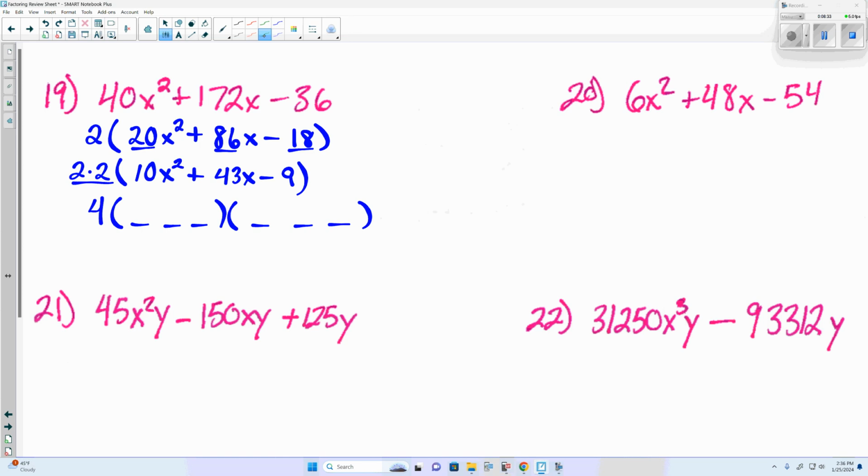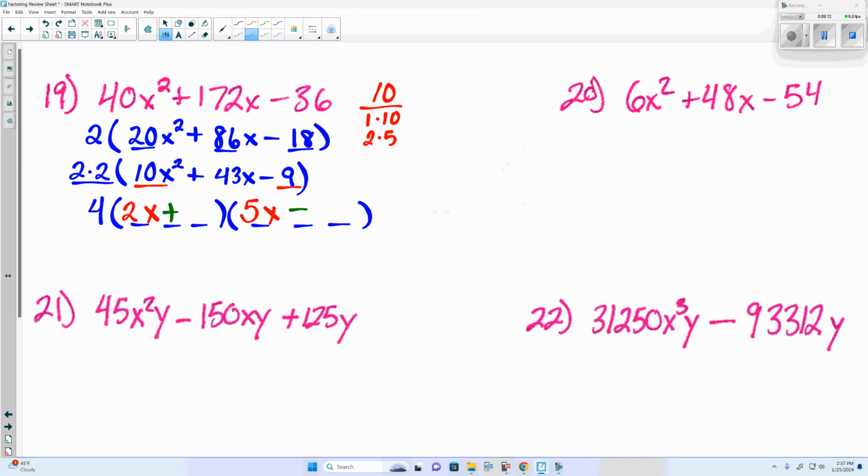Since the third term is negative, the signs are opposite. One's going to be positive. One is negative. Now we're going to look at the factors of the first and third. Well, with our 10x squared, we will have x and x because it kind of matches up to our middle term of x. Factors of 10 are 1 and 10 or 2 and 5. Which one do we want to try first? Two and 5.